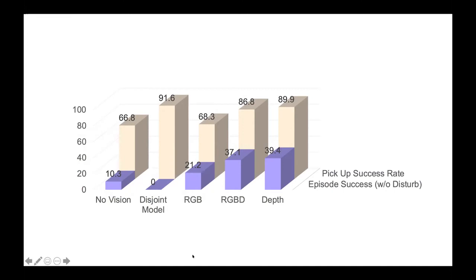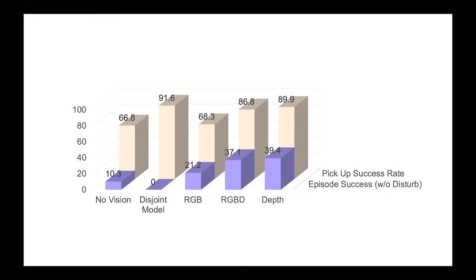It's also interesting that the depth information helps RGB, and the disjoint model, the model that performs the stages of the task separately, gets almost zero performance. That was kind of interesting, that the model that's trained for pickup is not necessarily a good model for success, even with fine-tuning for the entire episode.